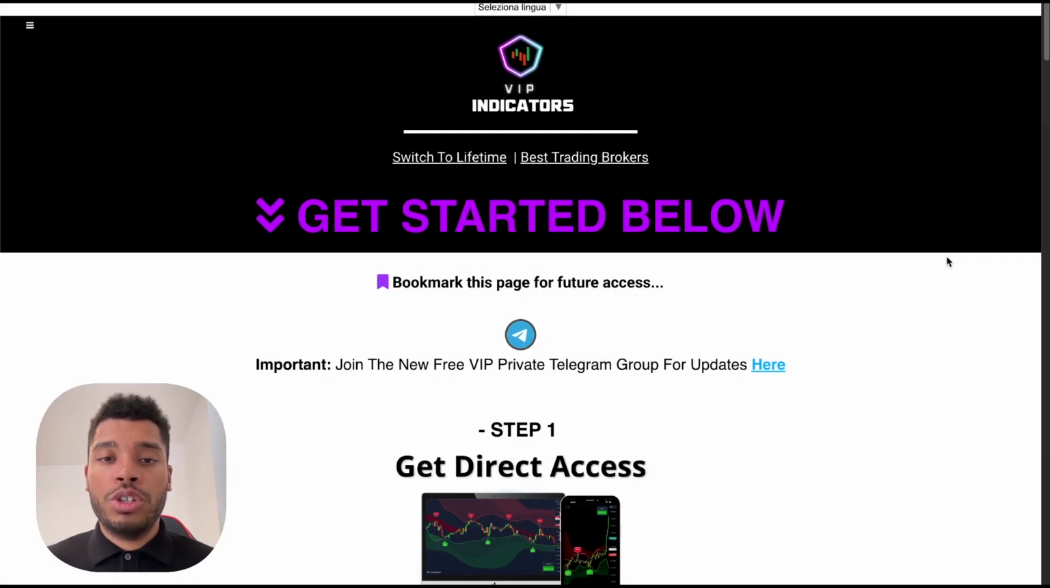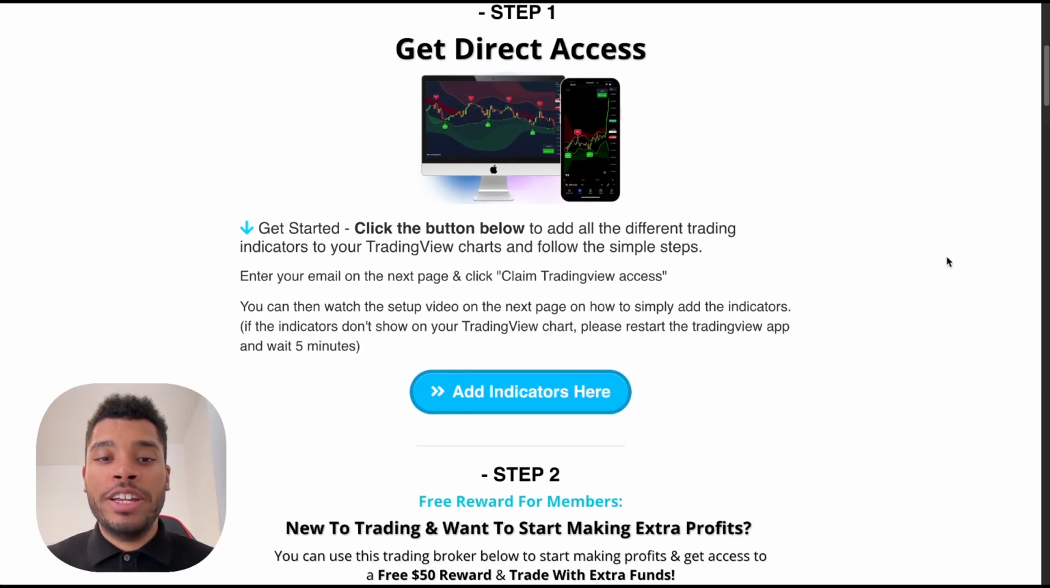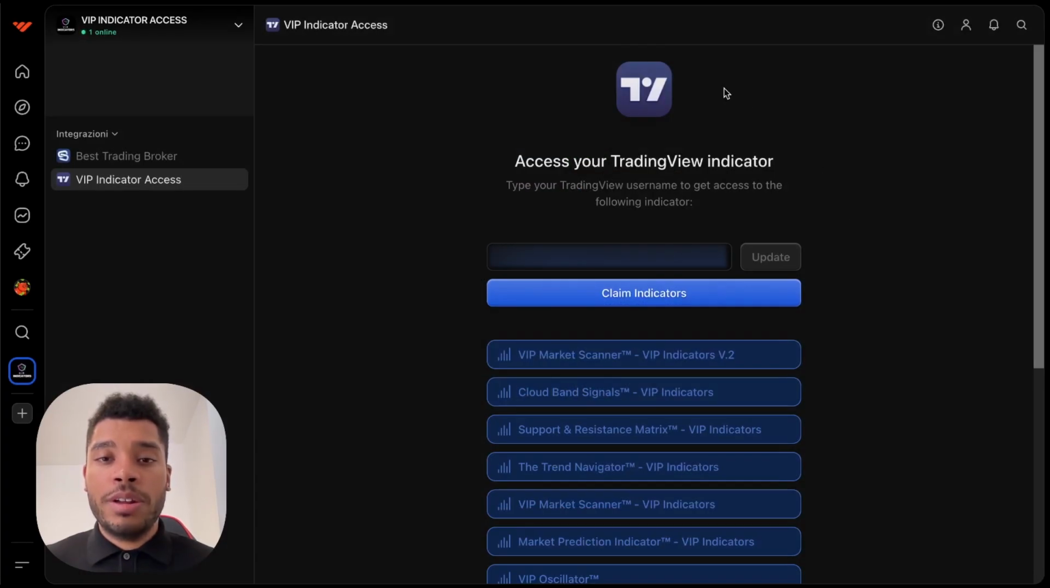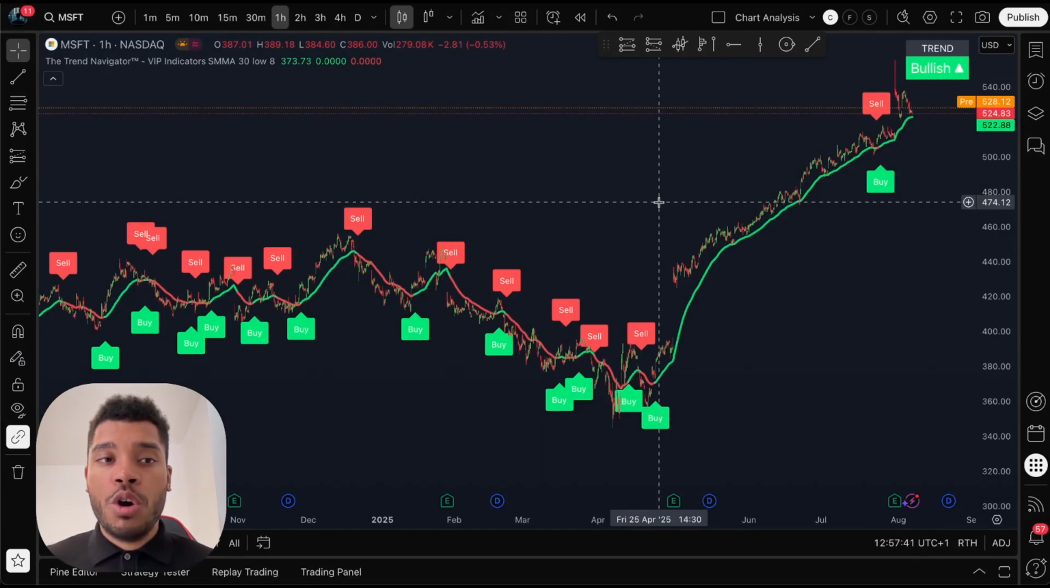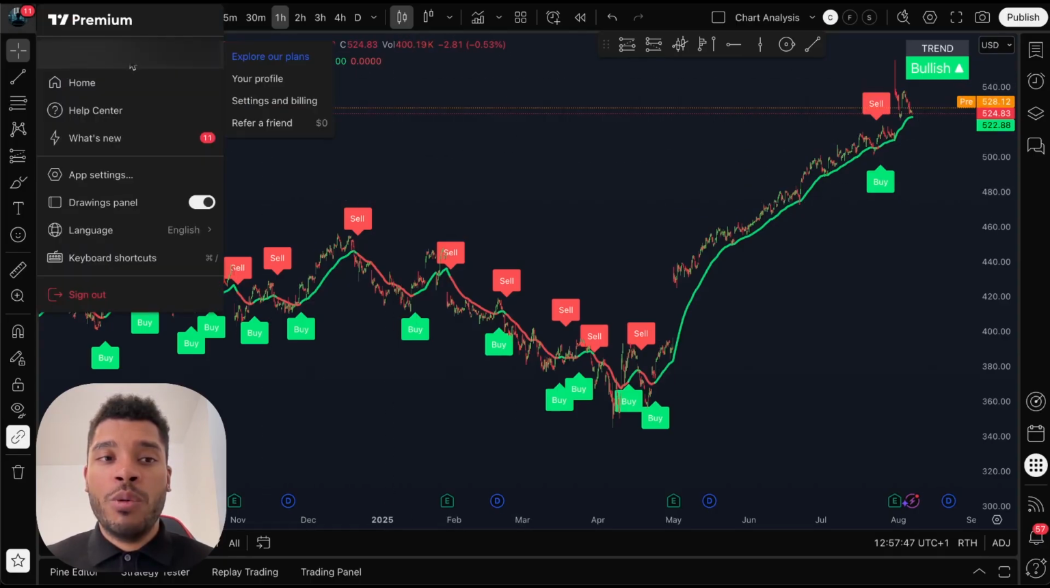After you complete your purchase, you're gonna get access to this page where you will find the instructions to add the indicators to your TradingView account. So the first thing that you need to do is simply scroll down the page, and then once you find this button that says add indicators here, you just need to click on it. After you click it, you're gonna be redirected on this page, and here where you see this black box, you're just gonna need to add your TradingView username and then click on claim indicators. After you do it, the indicators are going to be automatically added inside your TradingView account. By the way, if you don't know what your TradingView ID is, you just need to come on the left side of the screen, click on your profile picture, and what you see written right here is your TradingView ID. So you simply need to copy it and paste it on the black box that I showed you before.